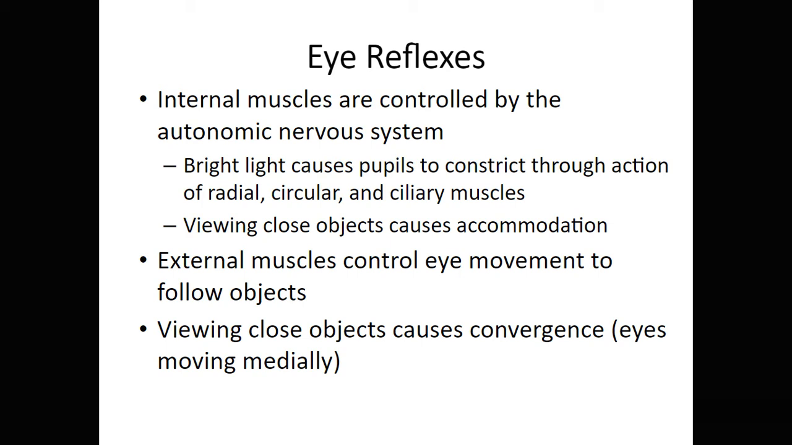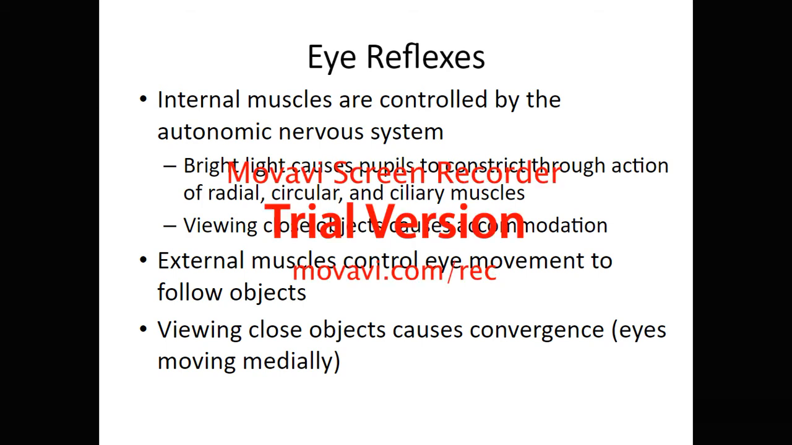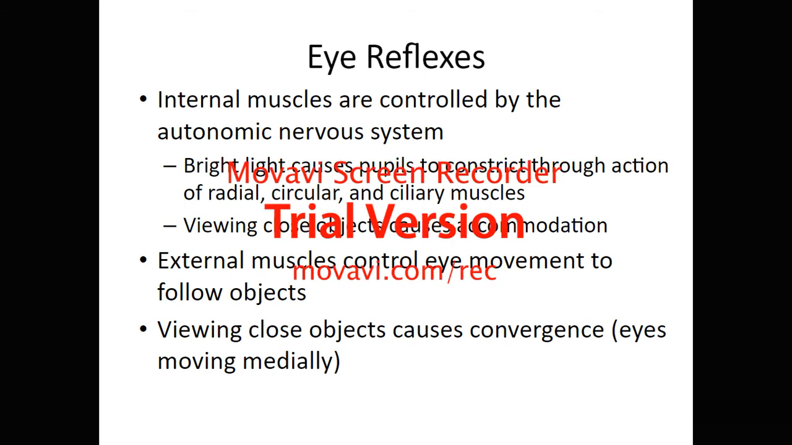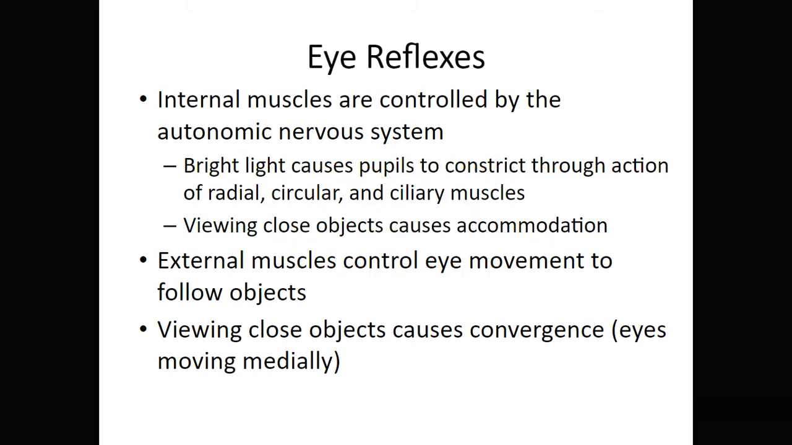Okay. And then you also have external muscles that control the movement to follow objects. So you have your superior oblique muscle of the eye. You have your trochlea muscle. You also have your superior rectus muscle, lateral rectus muscle, inferior oblique muscle, and inferior rectus muscle. All right. And then when you view close objects, you're going to use convergence, which is just your eyes moving medially.